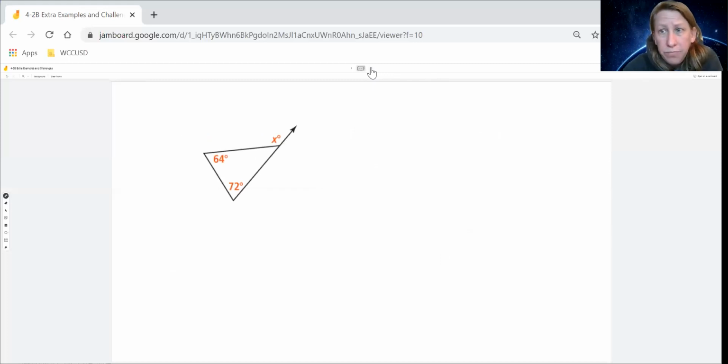Okay, here's another one. And if you know the shortcut, it's easy. If you don't know the shortcut, it takes a little longer. So let's do it the long way. So I'm going to put a little y right there because I forgot the shortcut, which happens. So I'm going to do y plus 64 plus 72 equals 180. Okay, and I'm using my trusty calculator. 64 and 72 is 136.